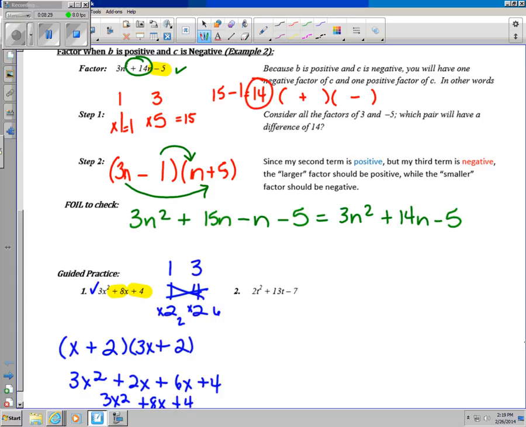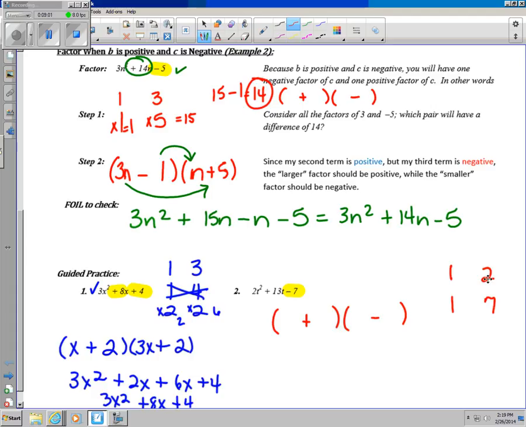All right, for guided practice number 2, we notice that our C term is negative. So that means we're going to have two parentheses. I'm going to do them here. We have one positive parenthesis and one negative parenthesis. I don't have to do that right away. I can do that later. Just know that that's what you're going to have. Now, my factors of 2 are 1 and 2. Not 1 minus 2, sorry. 1 and 2. My factors of 7 are 1 and 7.